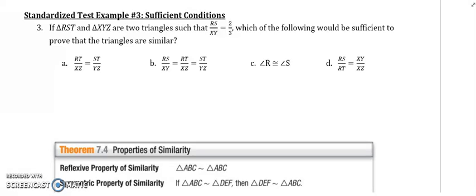If triangle RST and XYZ are two triangles such that, and it gives you your scale factor, which of the following would be sufficient to prove that the triangles are similar?